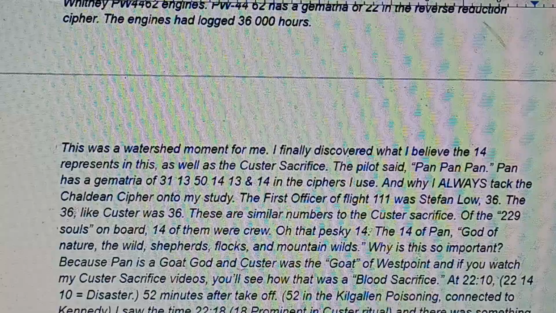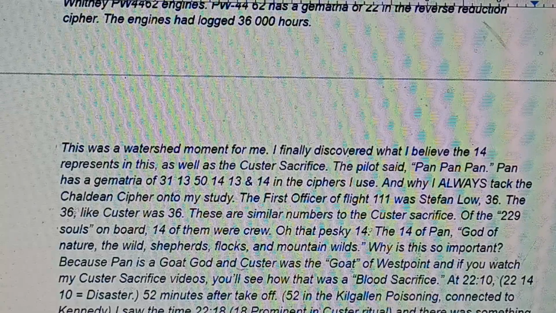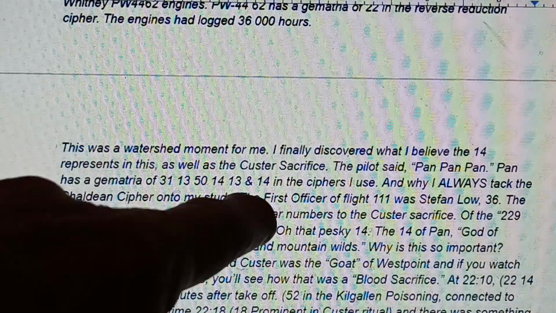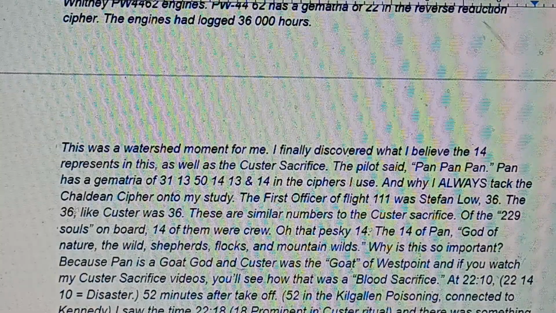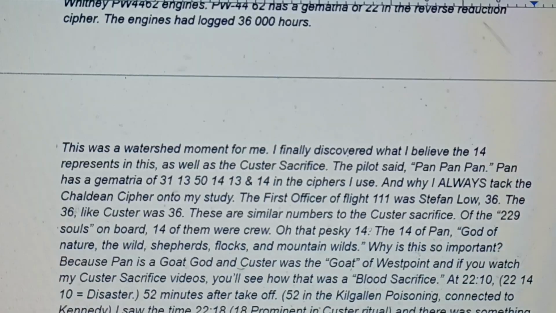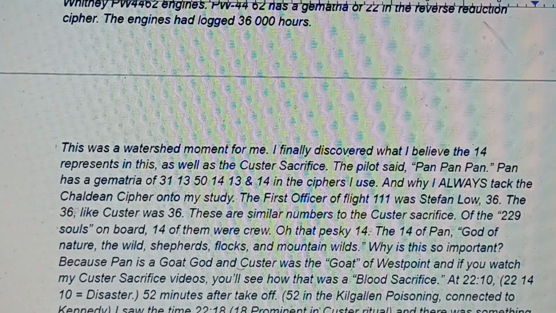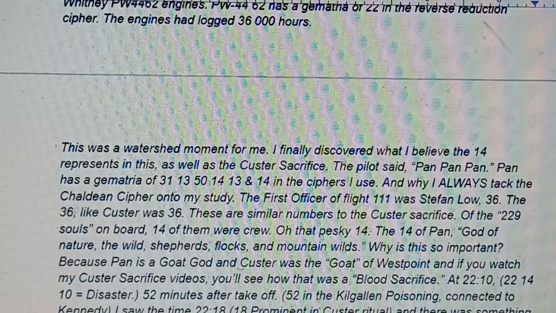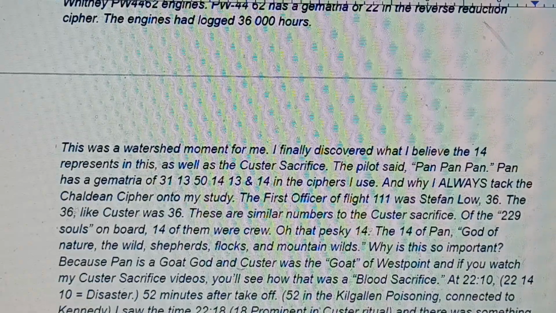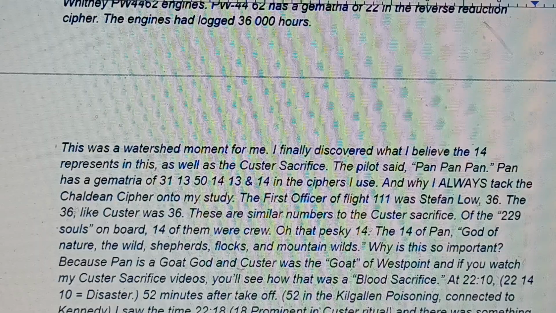And this is why I always tack that Chaldean cipher under my studies, because it ties us with this so well. And of course, the 50 and the 14 is also going to play a part in the Dorothy Kilgallen cipher too. So, these are all similar numbers to the Custer sacrifice.